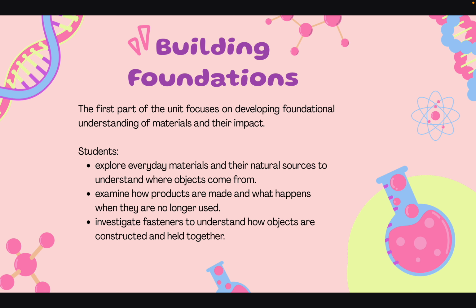In the first part of the unit, students build foundational knowledge about materials and their environmental impact. In Lesson 1, students explore everyday objects like paper and metal and discuss whether they come from nature, introducing the concept of natural resources and the importance of reuse. In Lesson 2, students examine how products like paper and markers are made and what happens when they are thrown away, which leads to the introduction of the class waste reduction plan.